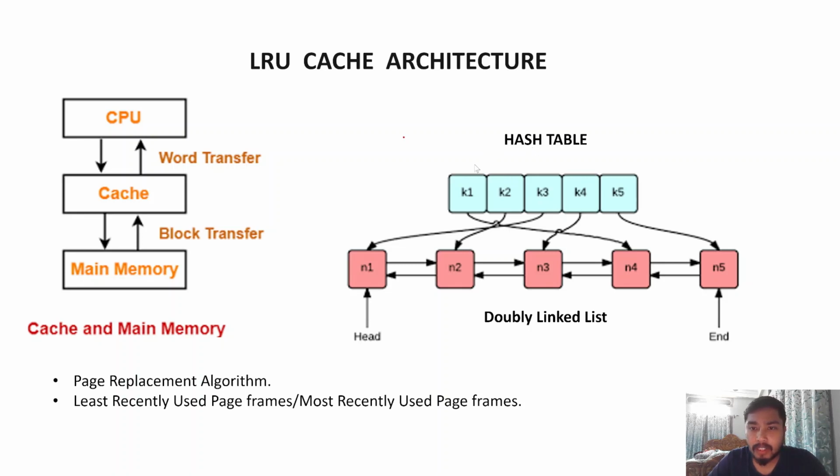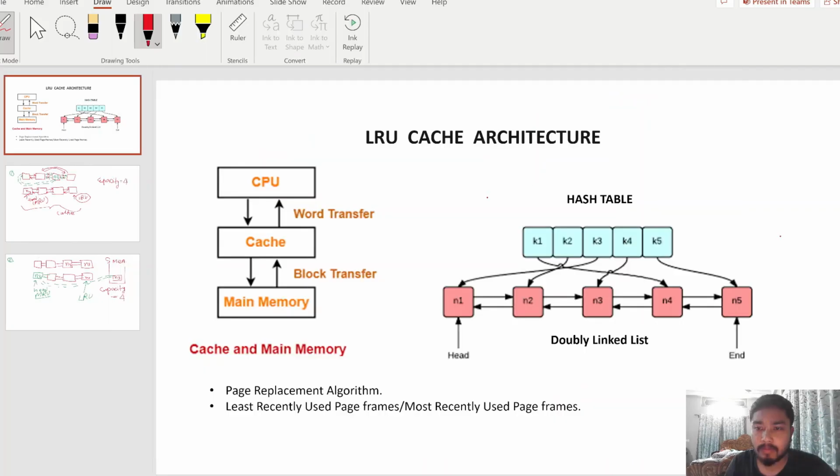For example, in the diagram you can see this hash table has some keys from key 1 to key 5, and the keys in the hash table point to the nodes in the linked list. These nodes are actually our memory page frames, stored from head to end, from most recently used to least recently used.